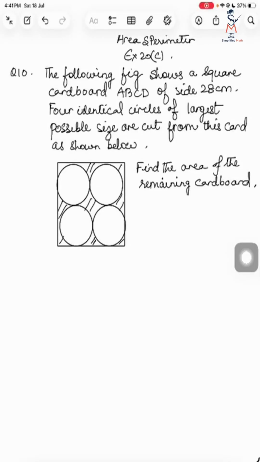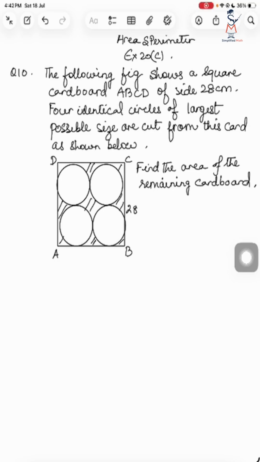Hi, we are doing area and perimeter exercise 20C question 10. The following figure shows a square cardboard ABCD. This is a square cardboard ABCD of side 28 centimeter. 4 identical circles of largest possible size are cut from this cardboard as shown. Find the area of the remaining cardboard.